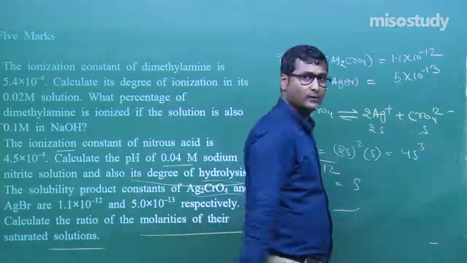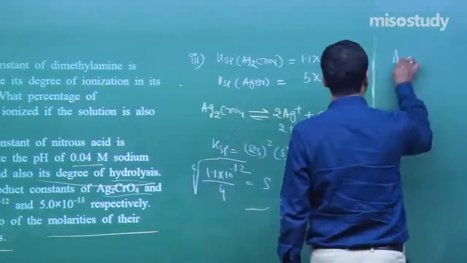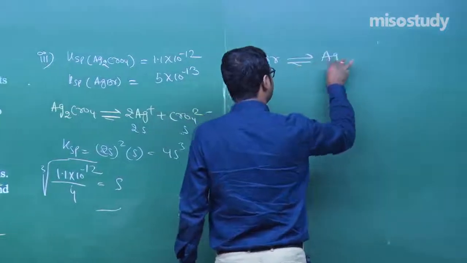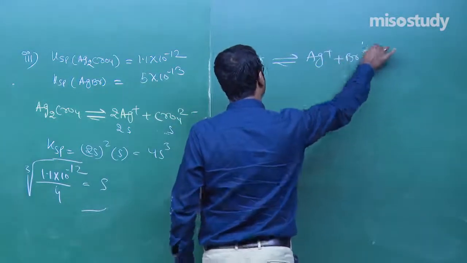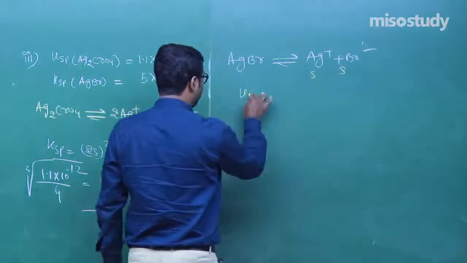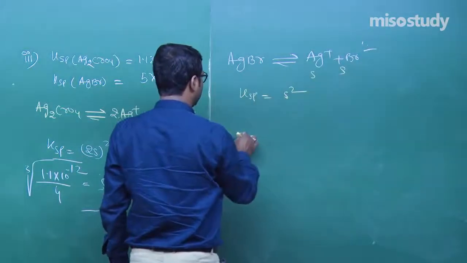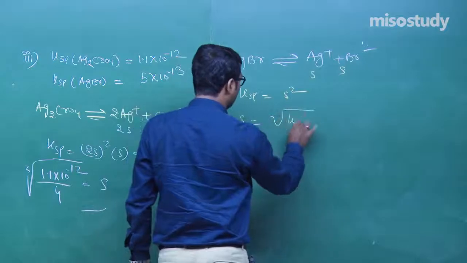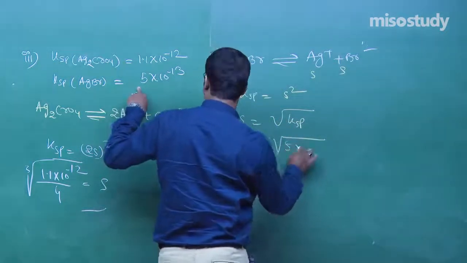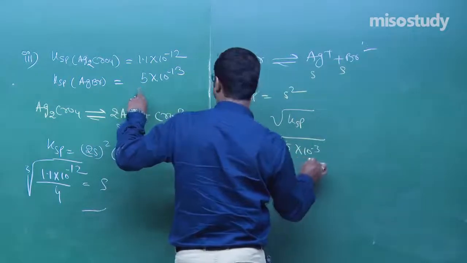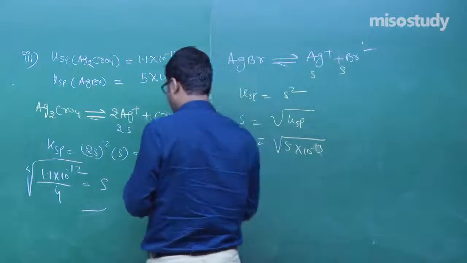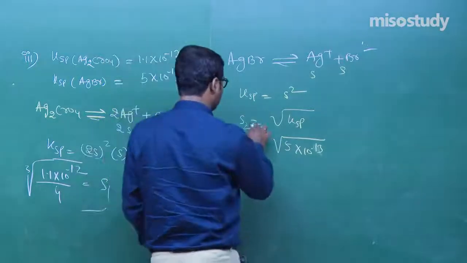Now moving on. For AgBr, what will happen? AgBr will dissociate like this, Ag+ and Br-, that is s and s. So Ksp is equal to s^2, and s is equal to root under Ksp. What is Ksp here, my friend? 5 × 10^-13. So this one is S1 and this one is S2.